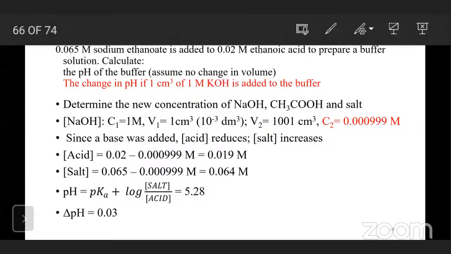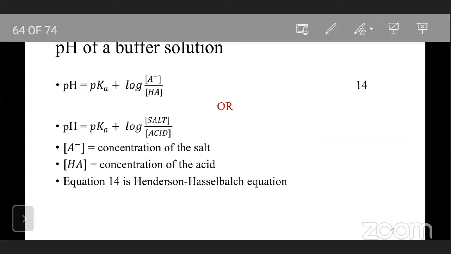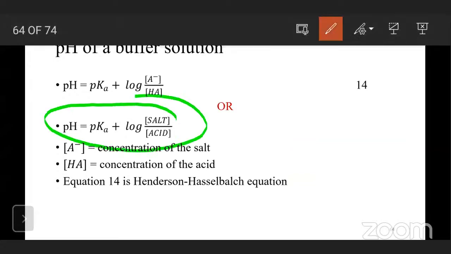I've already said this is KOH. Depending on the base you are given, just look at it very well. You were given the formula to use, and that is equation 14. That is pH equals pKa plus log of the concentration of the salt over that of the acid. This equation is very, very important. Just write the equation somewhere in your notes.